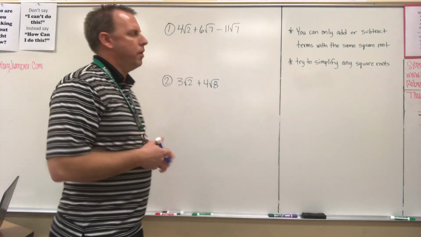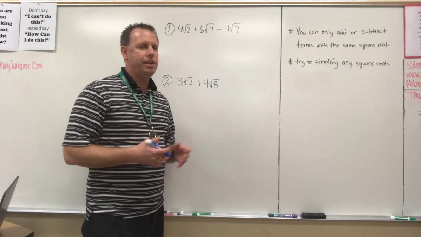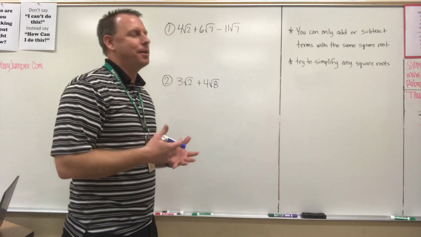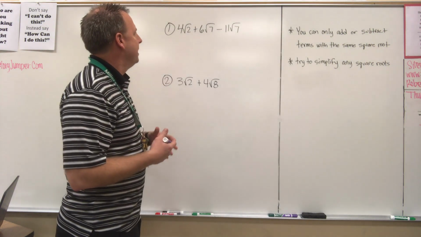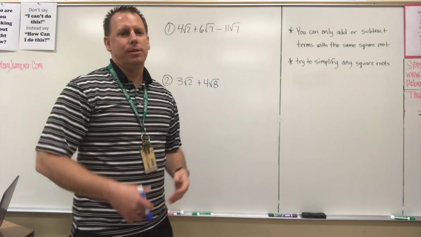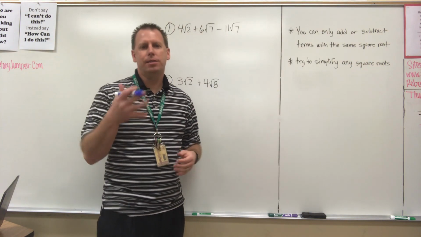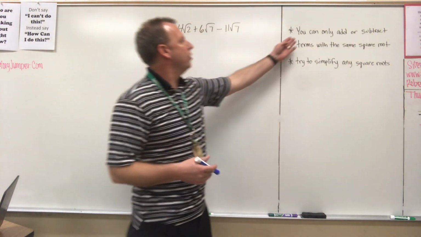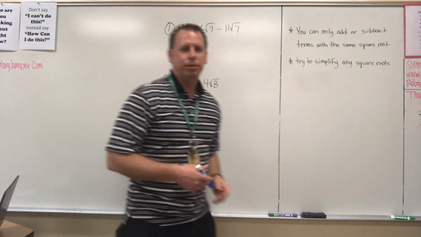All right, guys, so we are going to be adding and subtracting square roots today. It's pretty easy. Really, it's just like adding and subtracting like terms. What you have to do is just pretend that the square root part is a variable. Just like with variables, you can only add x's with x's and y's with y's and w's with w's. With square roots, it works the same way. You can only add or subtract terms with the same square root.